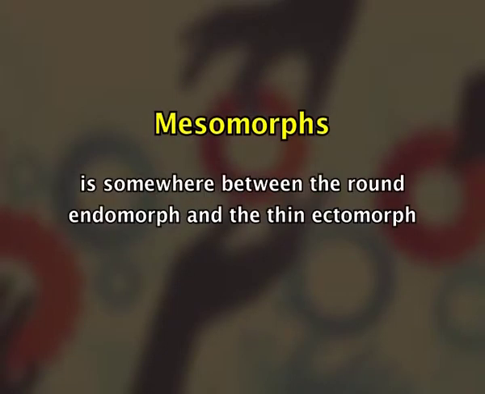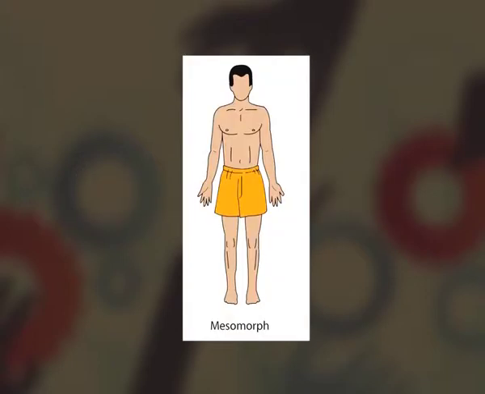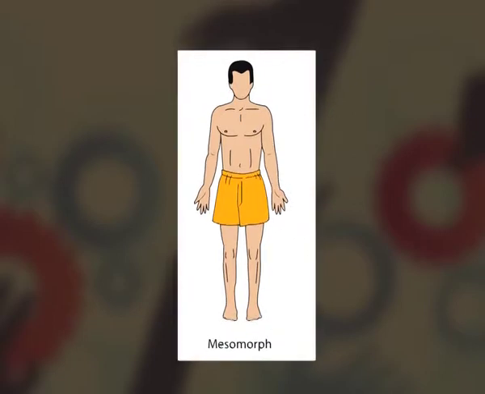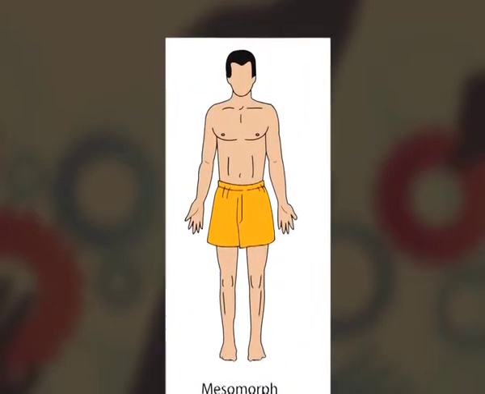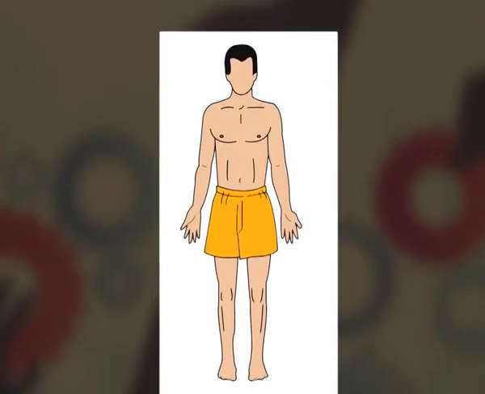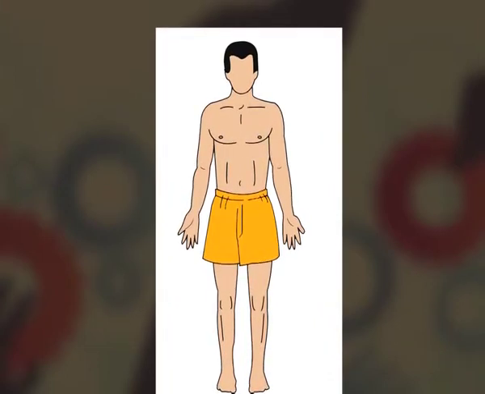The third type of personality is mesomorphs. The mesomorph is somewhere between the round endomorph and the thin ectomorph. Physically, they have the more desirable body and have a large head, broad shoulders, narrow waist, muscular body with strong forearms and thighs, and very little body fat. They are generally considered as well proportioned.